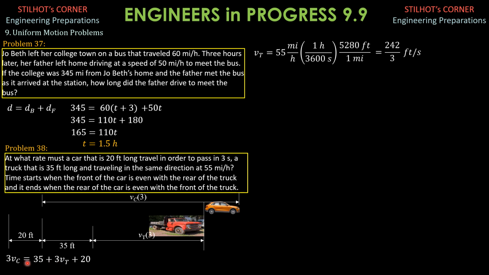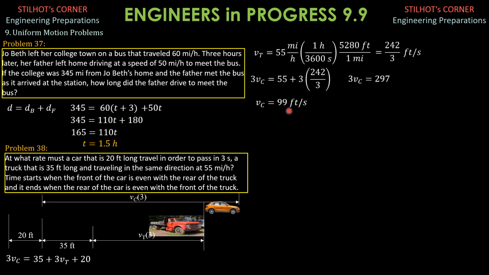Substitute here, 3 v sub c equals 55 plus 3 times 242 over 3. So 3 v sub c equals 297, therefore v sub c is 297 over 3, and that is 99 feet per second.